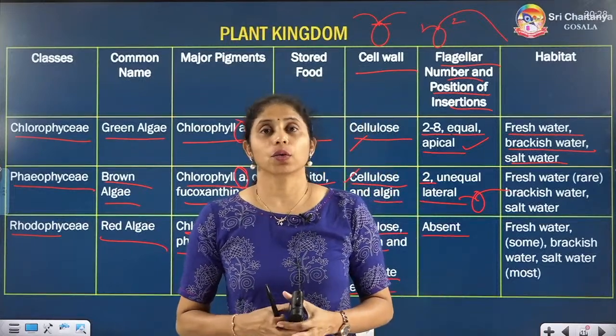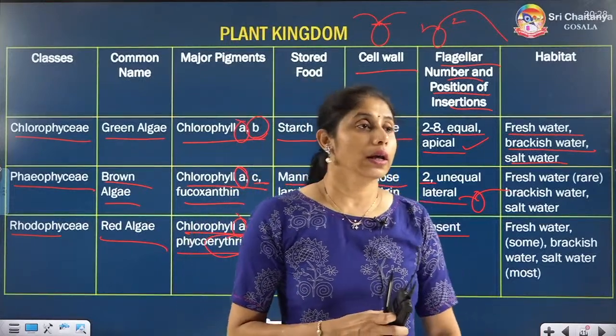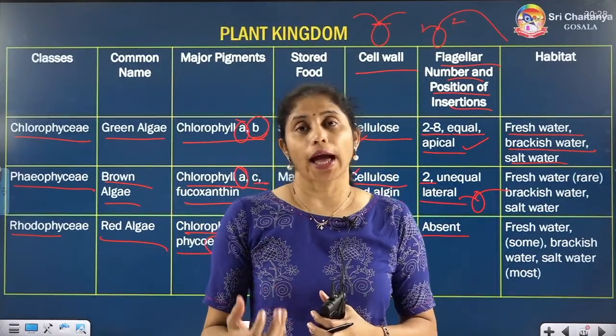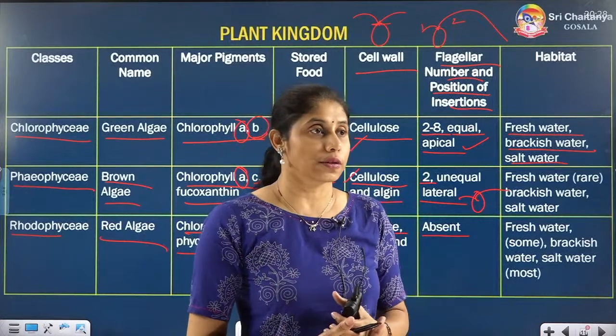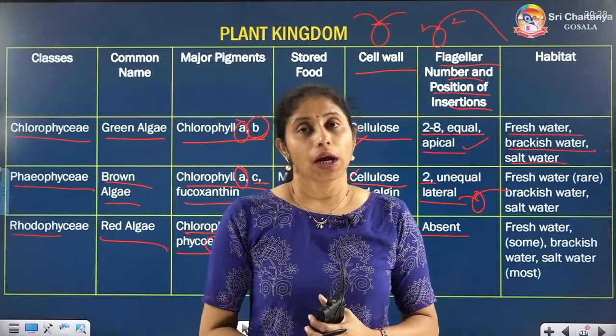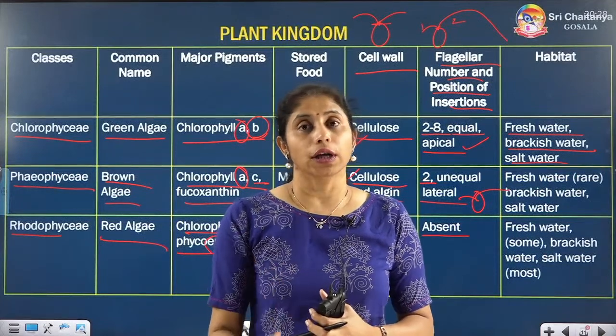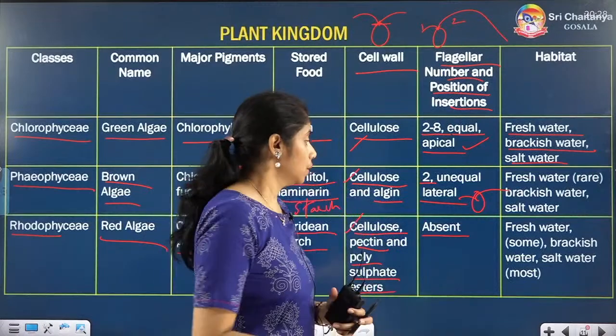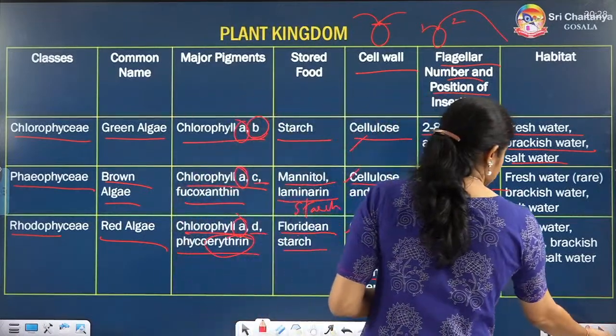The first group of plants is over, that is algae. Algae are completed. The simplest primitive thallophytes, eukaryotic and photoautotrophs. They can perform photosynthesis and prepare their own food, and they can store that food in the form of different types of starches. Okay, thank you. Let me proceed to the next one.